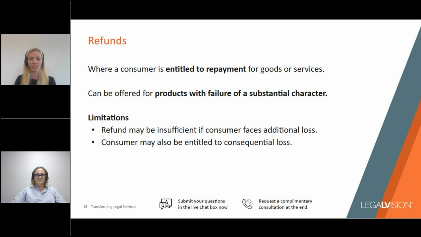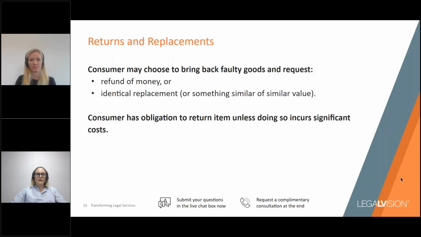In addition to refunds, consumers also have the right to a return or a replacement, which Ellie will now go through with you. So the remedy of a return and replacement primarily relates to the provision of goods where a consumer may choose to bring back a faulty good. A return of a good is closely linked to a refund or replacement, as it's not often that we would bring back clothes that are faulty or damaged and only want to return them without getting our money back or getting a replacement.